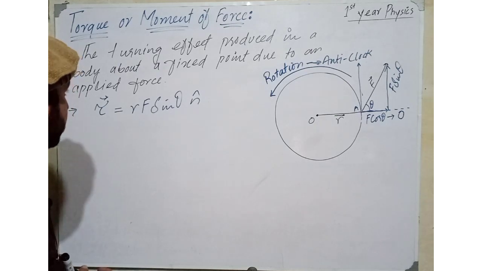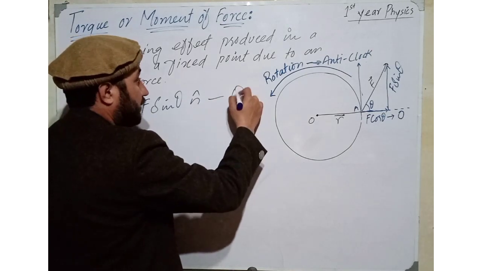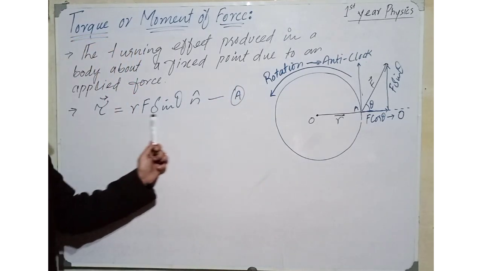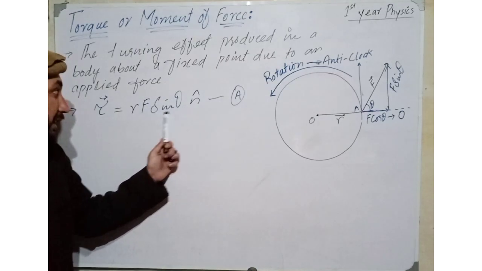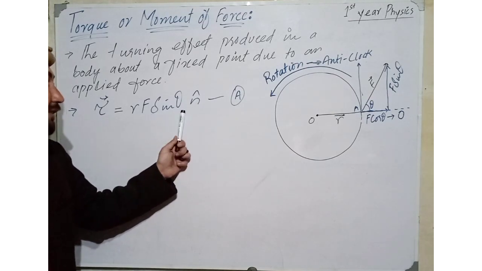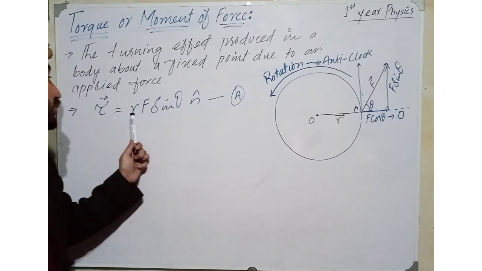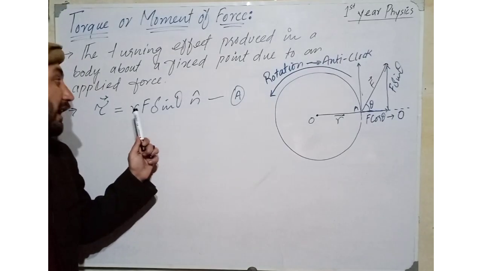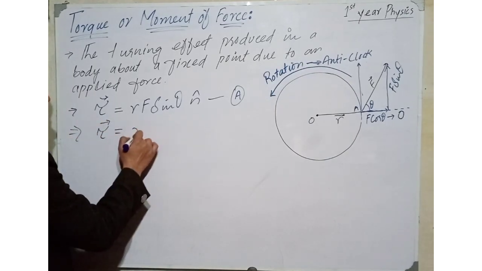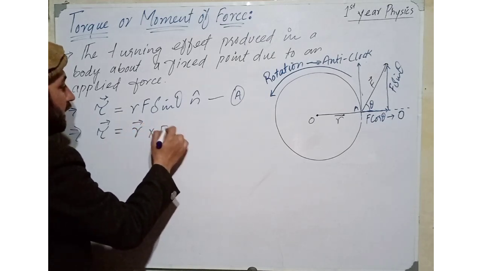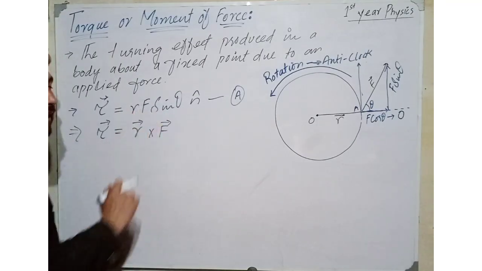Okay, students, next, from this equation, let's call it equation A, you can see that we have the trigonometric ratio sin theta over here, and this sin theta appears whenever we take the cross product of two vectors. So we can say that torque is the cross product of the moment arm and the applied force. Once we open this cross product, we are going to get the same equation.